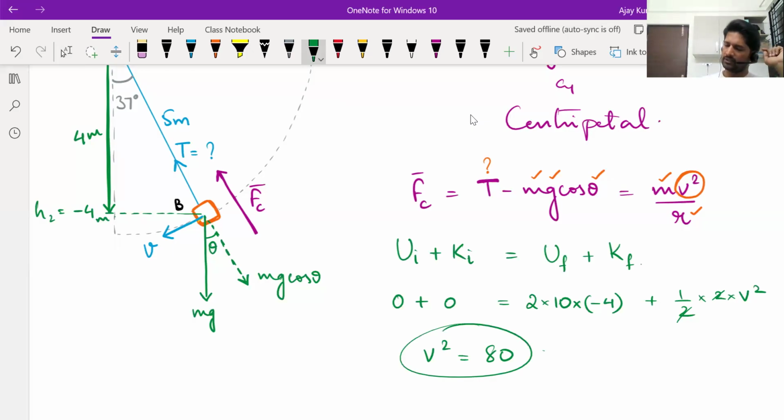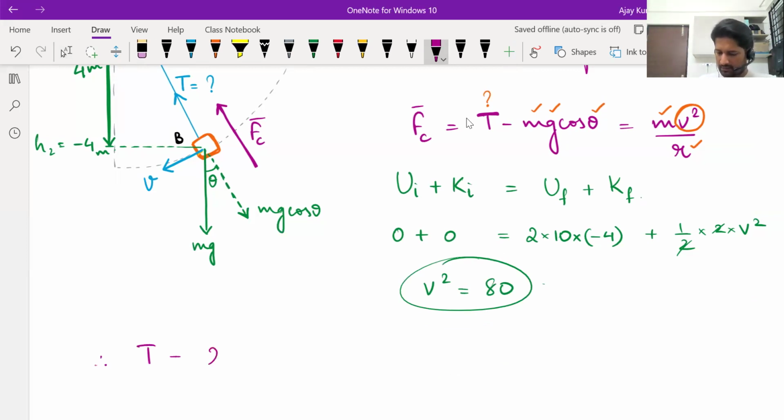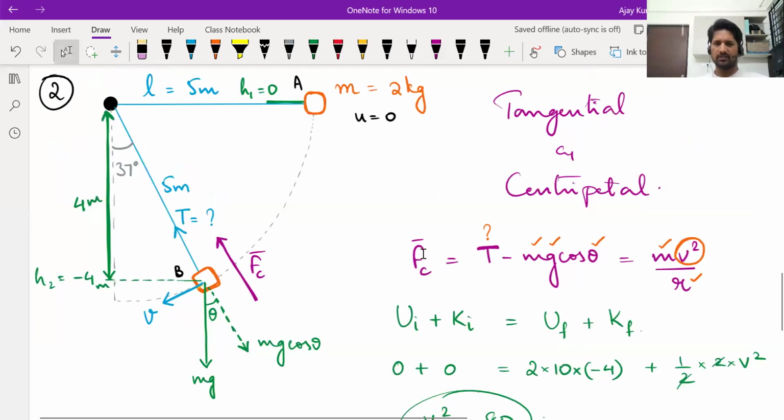We will now take this v square value and substitute it in the formula for centripetal force. That's all. Therefore, tension T, which is unknown, minus mg cos theta is equal to m v square by r. That's all. You will get tension from there. But let's discuss the idea once again. Calculation you will be able to do.